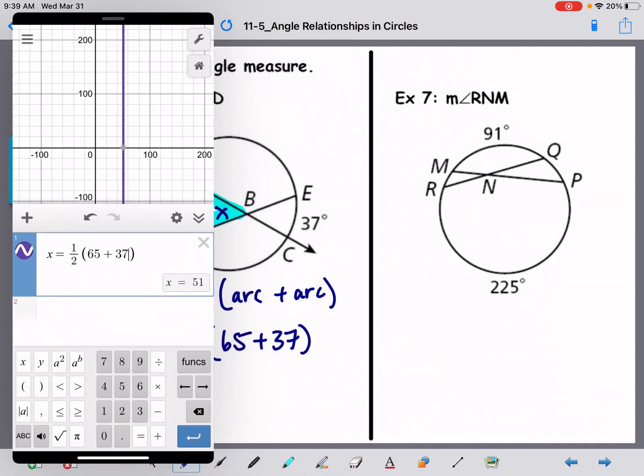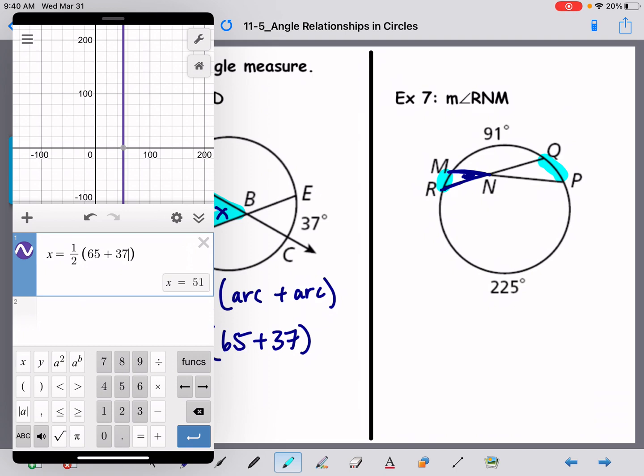Now, I'm going to find the measure of R in M. All right, this one's a little different. So this is what I need. Okay, this one right here. So I'm going to be using this arc and this arc. But I don't have any numbers there. How do I figure it out? Well, that's a really good question.